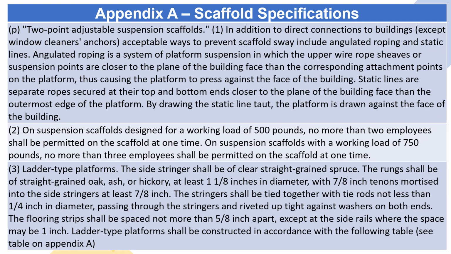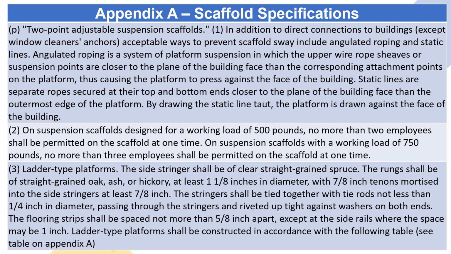P. 2-point adjustable suspension scaffolds. 1. In addition to direct connections to buildings, except window cleaners' anchors, acceptable ways to prevent scaffold sway include angulated roping and static lines. Angulated roping is a system of platform suspension in which the upper wire rope sheaves or suspension points are closer to the plane of the building face than the corresponding attachment points on the platform, thus causing the platform to press against the face of the building.